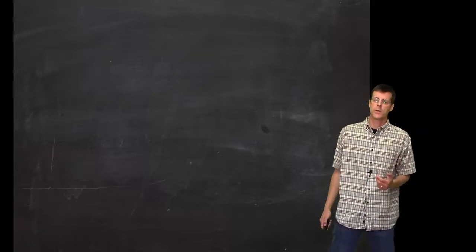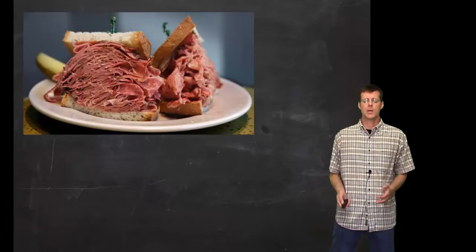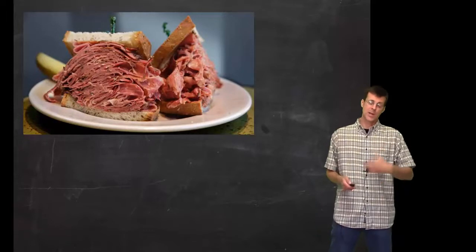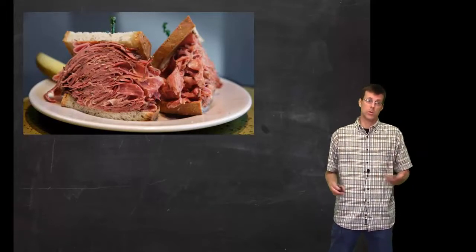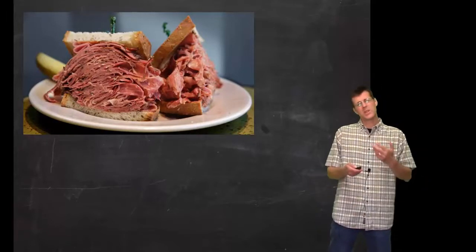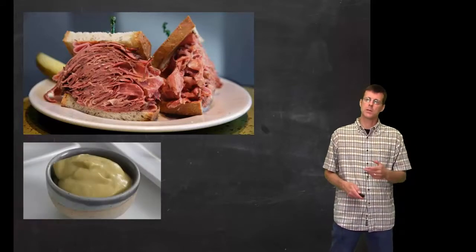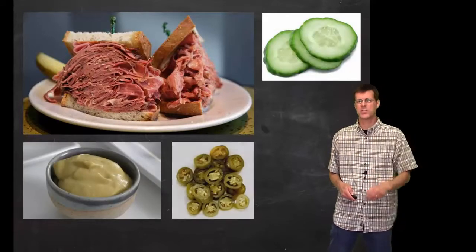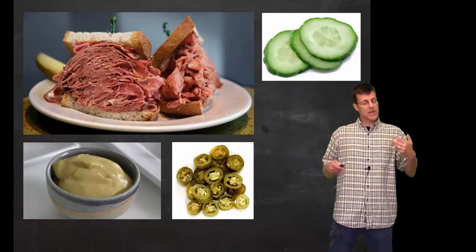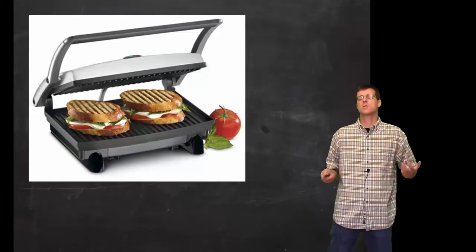You know, a little while ago I went out and I got myself a Montreal smoked meat sandwich and it was delicious. And as they were making it, they asked me what I wanted on it. Well, more meat, really. But I said, well, I could better have some mustard on there and maybe some of those cucumber slices, put a few of those jalapenos down. And then they asked if I want it toasted. Well, of course I want it toasted.